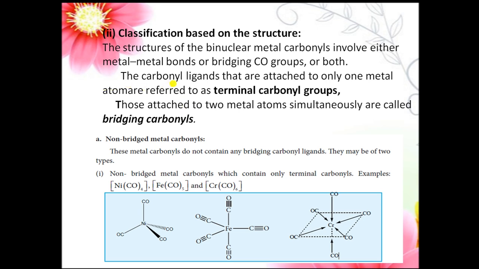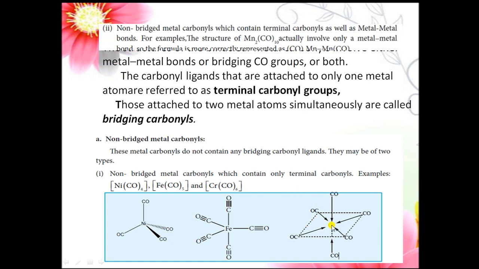This one is the non-bridged metal carbonyl. This metal carbonyl does not contain any bridging ligand. Here the carbonyl is directly attached to the metal atom. These are the examples for the non-bridged metal carbonyls.